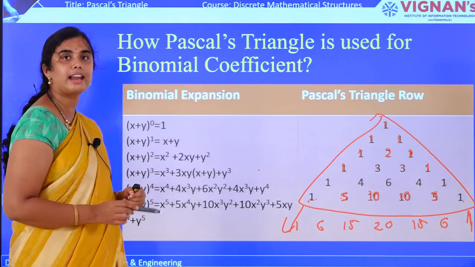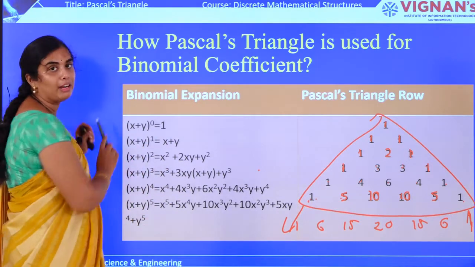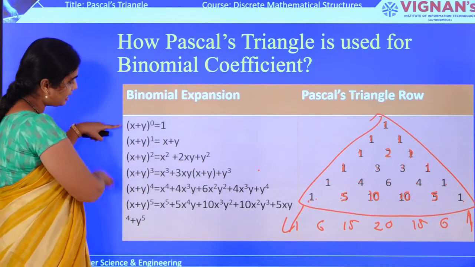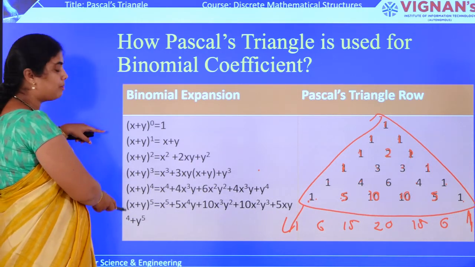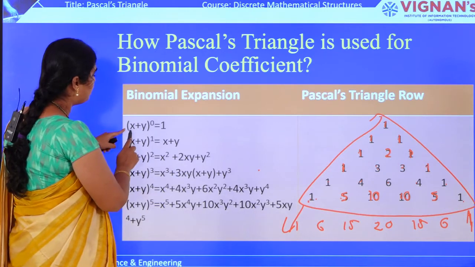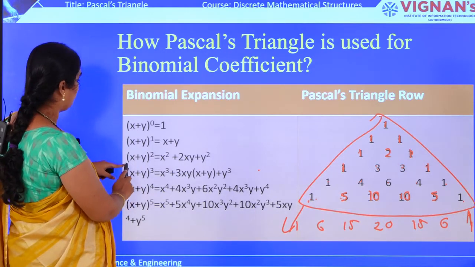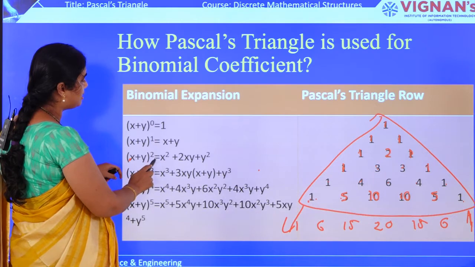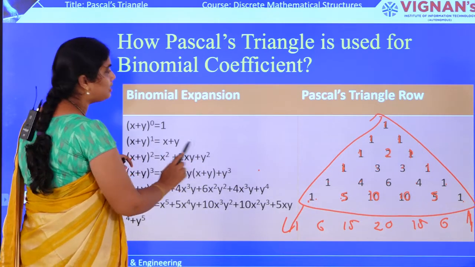So, how can this Pascal triangle be used? See, this is the binomial expression. These are the basic binomial expansions up to the power of 5. Now if you observe, let me take this second one. See, x plus y whole square is equal to x square plus 2xy plus y square.